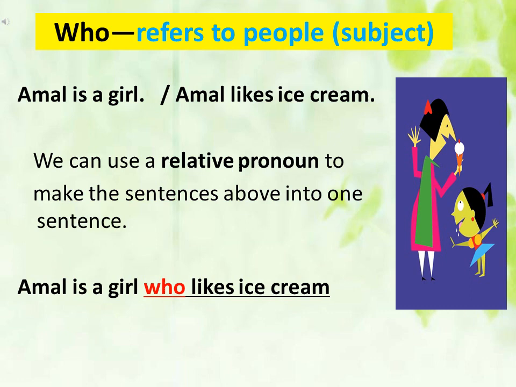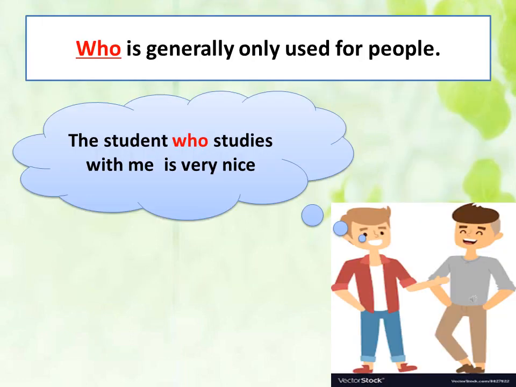Okay. So here's another example. So as I said before, كما قلت مسبقا, who is generally only used for people. The student who studies with me is very nice. يعني التلميذ اللي كيقرأ معايا is a nice person. شخص رائع.